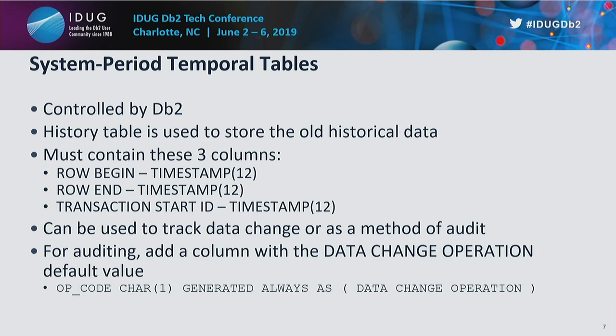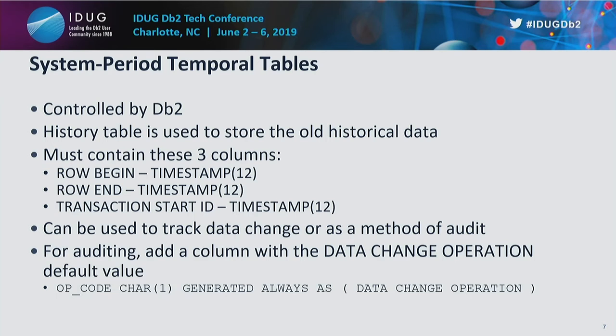As I mentioned before, system period temporal tables use a two-table approach. You have your base table, which contains your live or active data, and you have your history table. If you make any modifications to the data in your base table, that row gets copied over into your history table. So only the valid rows for the current period are in the base table. In order to set it up, you have to have 3 columns: a row begin, a row end, and a start transaction ID, which are all defined as timestamp 12.